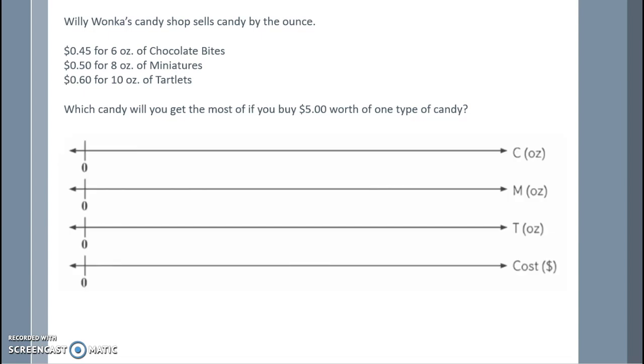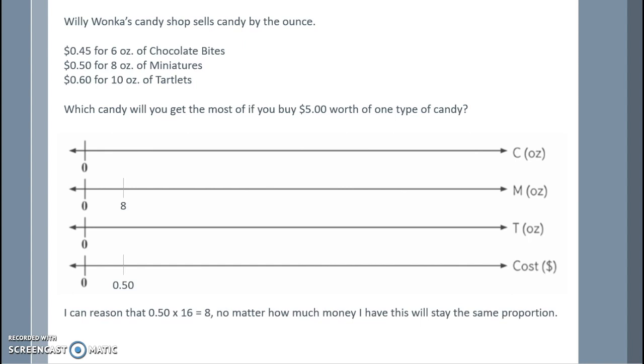So I'm going to use a triple number line. The top one is chocolate bites, the middle one is miniatures, the bottom one is tartlets, and then overall cost, so we can keep an eye on what we're doing. I'm going to start with the miniatures just because I can reason that 8 divided by 50 cents is 16. No matter how much money I have, this will stay the same, so it's going to stay in proportion the whole time.